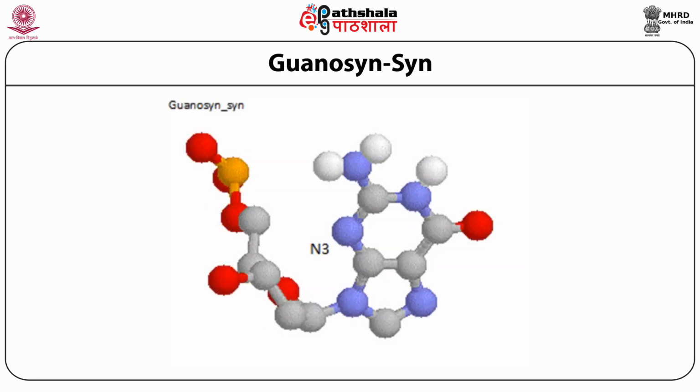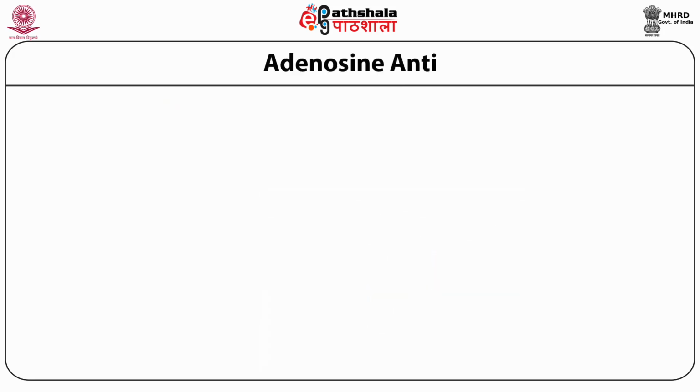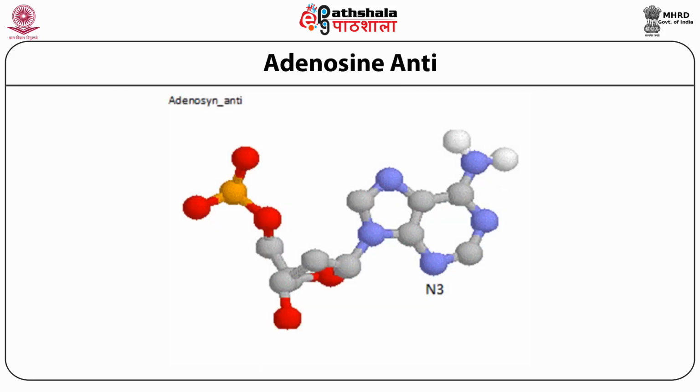We show in this figure guanosine in the syn conformation. You can see that N3 of the guanosine is quite close to the phosphate group. What is the difference with the anti-conformation? That we shall show in the next slide. You can see adenosine anti. Here, the phosphate group is turned far away from the N3. We show here N3 and show the phosphate group.